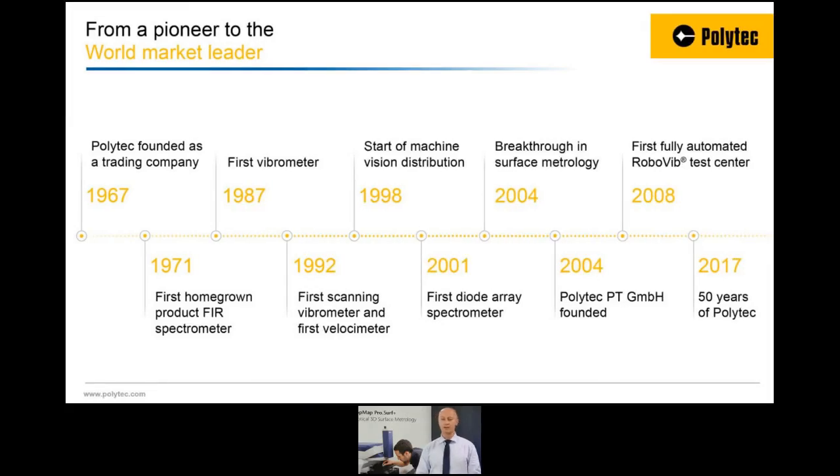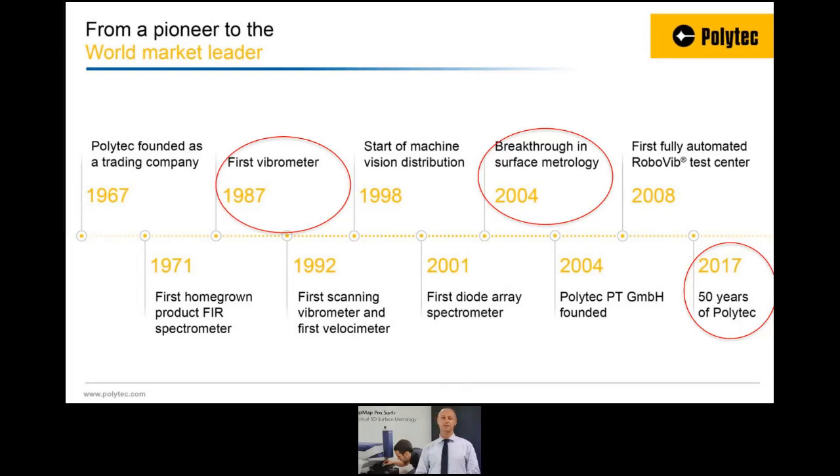Polytec as a company has been going since 1967. We started with optical instrumentation, and of course our first laser Doppler vibrometer we launched in 1987, and this is our biggest product line, and this is the product line that we're most famous for. Our first steps and breakthrough into optical surface metrology was in 2004, and in 2017 we celebrated 50 years as a company.